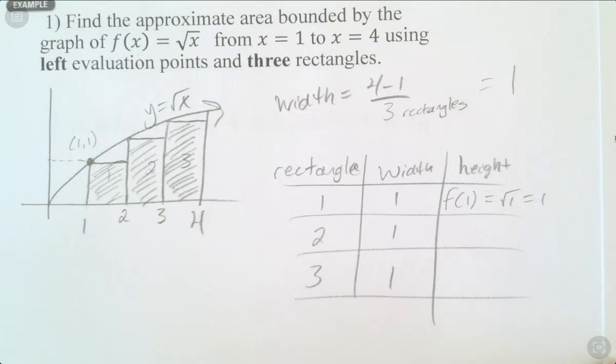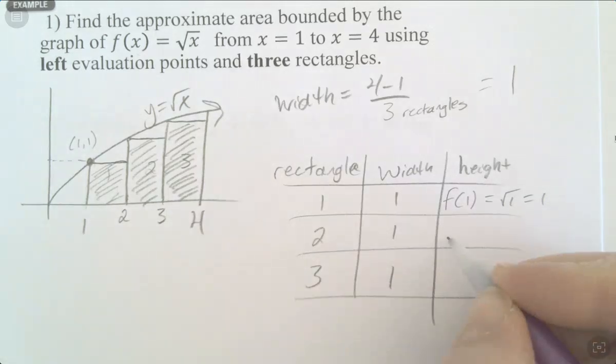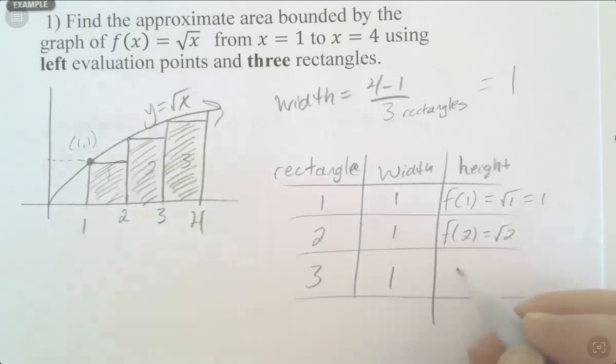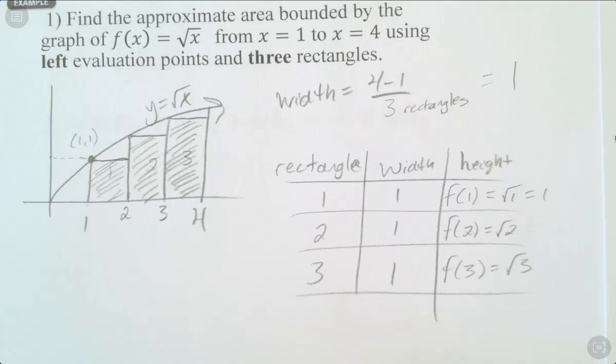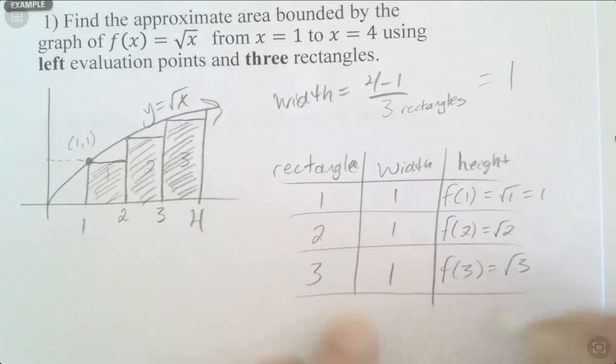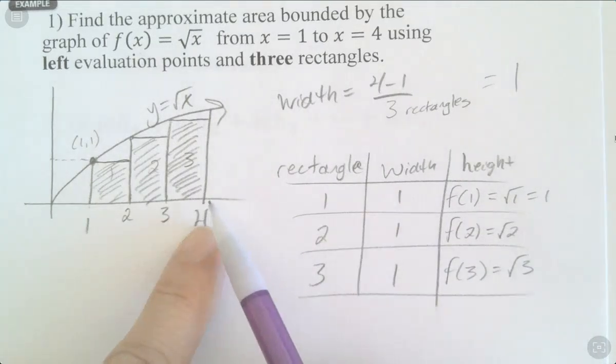What about the height of the second rectangle? It would just be the square root of 2. It's the square root of 2, right? It's just going to be f of 2. So the square root of 2, which is just the square root of 2. We're going to use our calculators in a minute because we're going to get a decimal for our answer. And then for the third rectangle, what's the height? F of 3, square root of 3. Notice that we are not using f of 4.